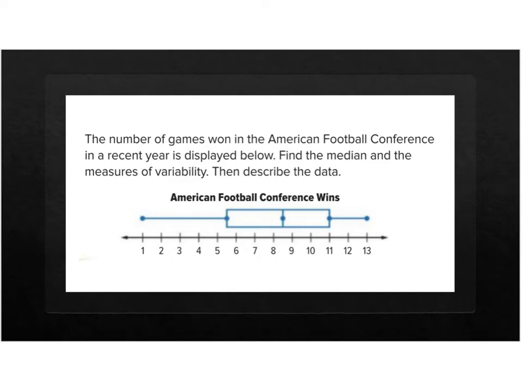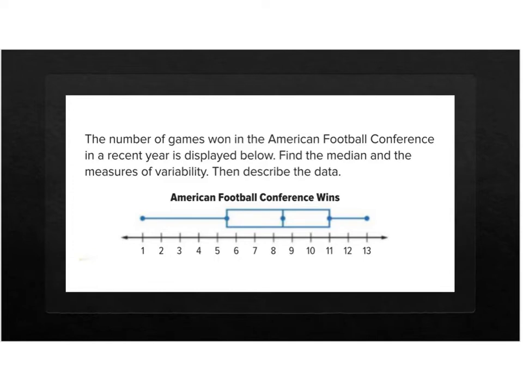Let's look at another example. The number of games won by the American Football Conference in a recent year is displayed below. Find the median and the measures of variability, then describe the data. So the first thing I want you to do is we're going to look at this using our 5-number summary.